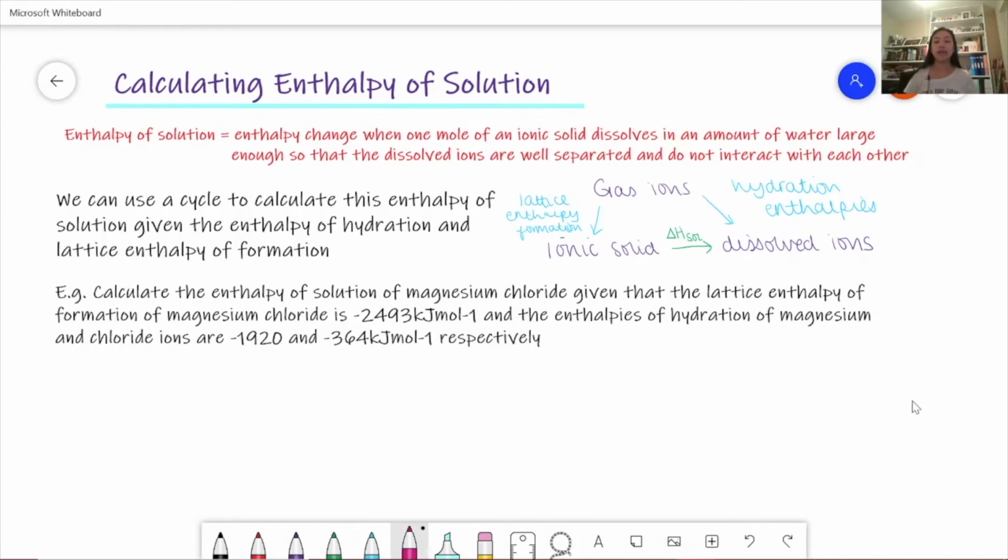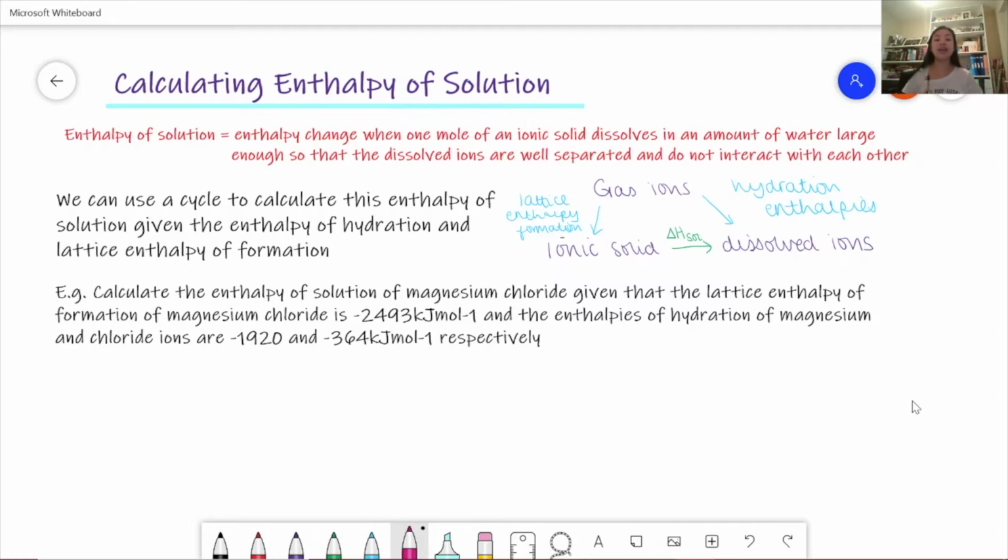So for this example, calculate the enthalpy of solution of magnesium chloride, given that the lattice enthalpy of formation of magnesium chloride is minus 2,493 kilojoules per mole, and the enthalpies of hydration of magnesium and chloride ions are minus 1,920 and minus 364 kilojoules per mole respectively. The first thing we do is we'll start off with the gas ions at the top.